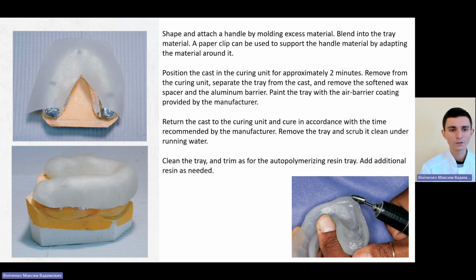Remove from the curing unit, separate the tray from the cast, and remove the softened wax spacer and the aluminum barrier. Paint the tray with the air barrier coating provided by the manufacturer. Return the cast to the curing unit and cure in accordance with the time recommended by the manufacturer. Remove the tray and scrub it clean under running water. Clean the tray and trim. As for the self-polymerizing resin tray, add additional resin if you need it.